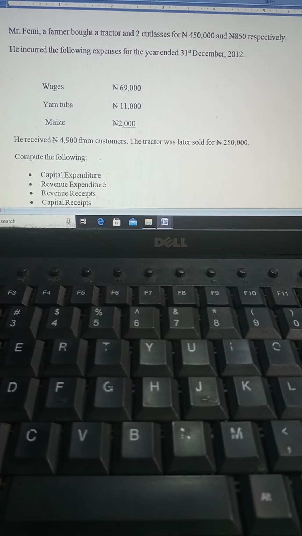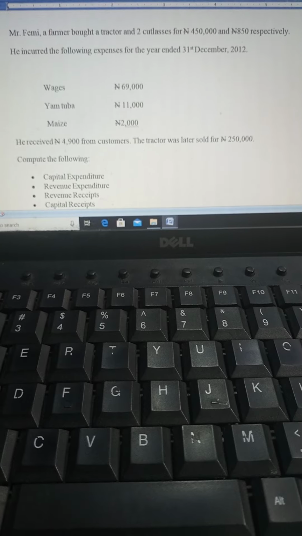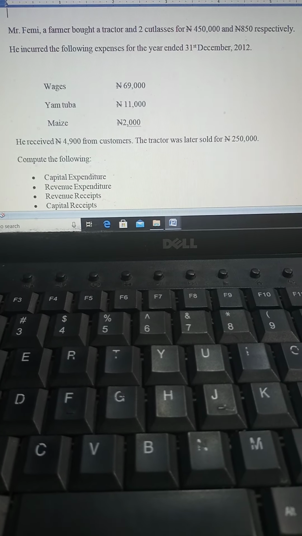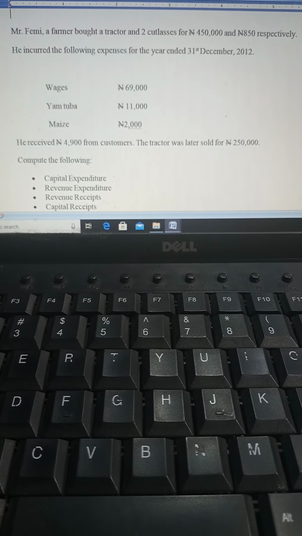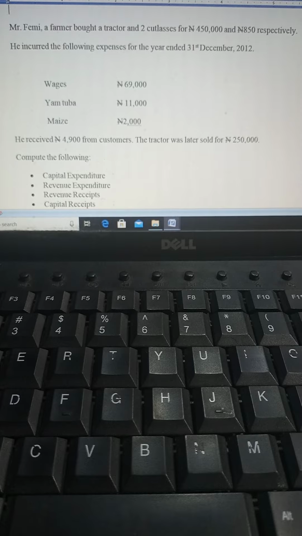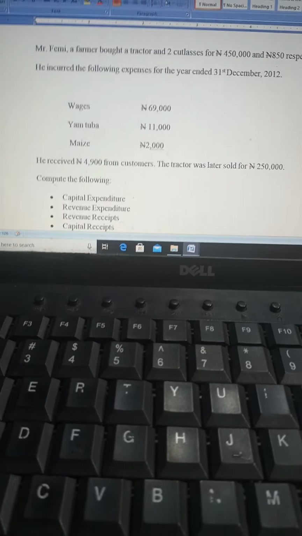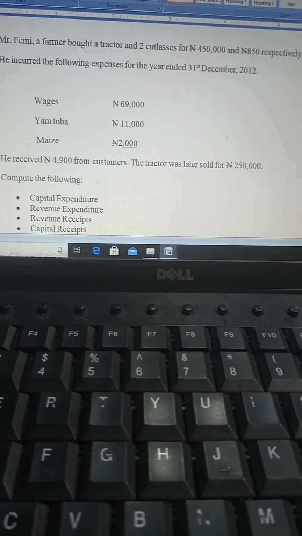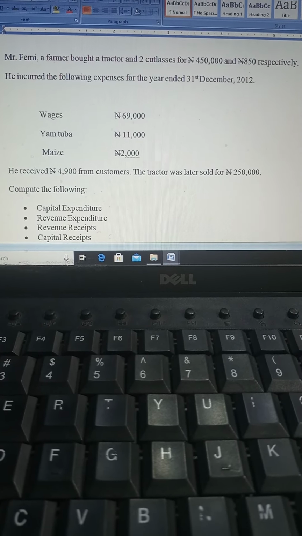The solution to the previous question will be provided today. Our previous practice question was based on capital and revenue expenditure. The solution to that question on capital and revenue expenditure will be provided here. Let's first go through the question before we provide the solution to it.